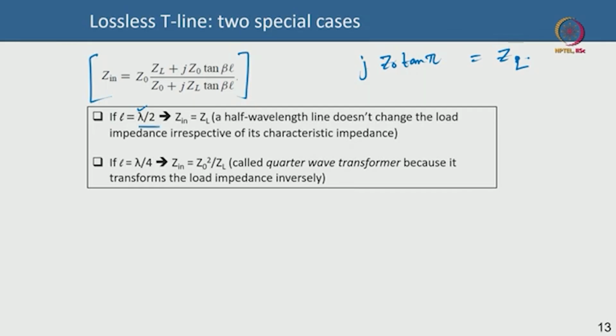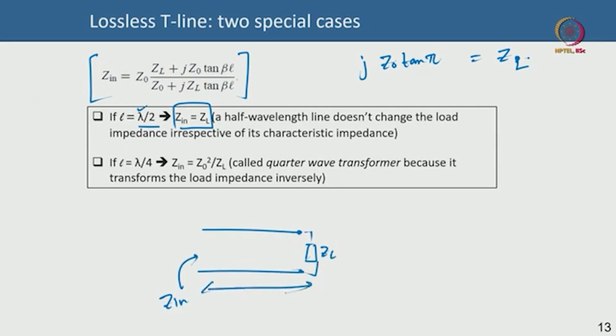If I put L equal to lambda by 2, then I will see that the input impedance is equal to ZL, which means if I have a transmission line like that, the impedance that I see from here is exactly equal to the load impedance for a line length of lambda by 2. So a lambda by 2 length of transmission line does not change the load impedance, irrespective of the characteristic impedance. Z naught does not matter. For any Z naught, when you look into a transmission line whose length is lambda by 2, the input impedance is exactly equal to the load impedance.